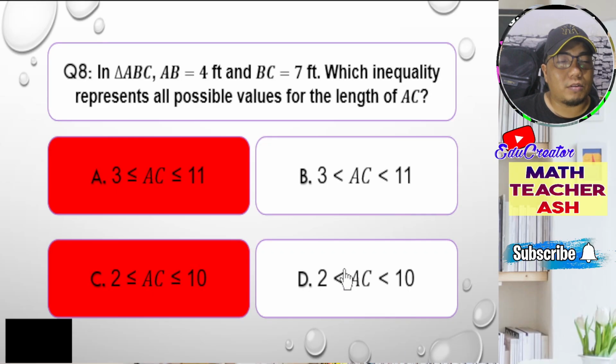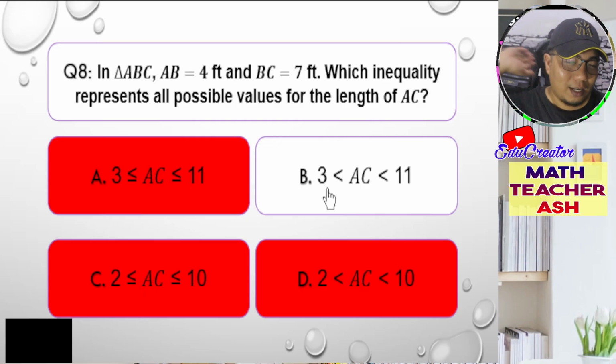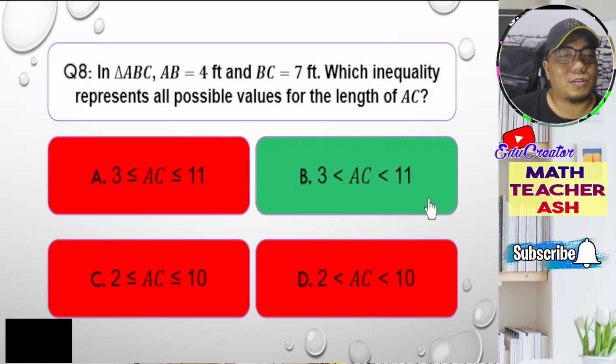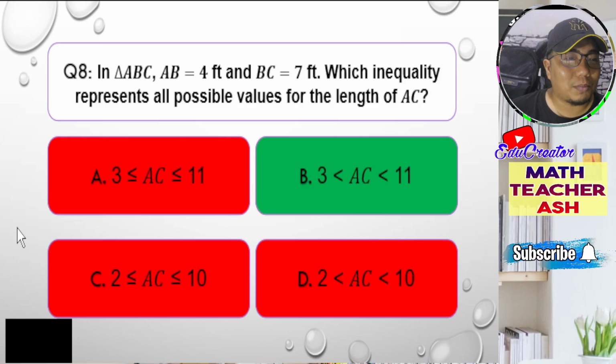Okay, so how about this? Of course, if we are only considering 10, then it is not applicable for the 4 and 7 because the sum of 4 and 7 is 11. Alright, so that is how you consider this solution. Alright, so the answer is letter B. Let us go to question number 9.